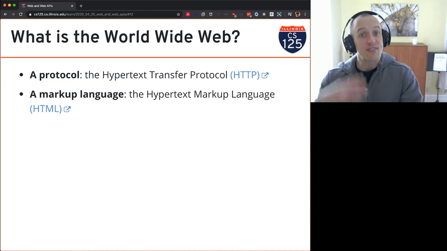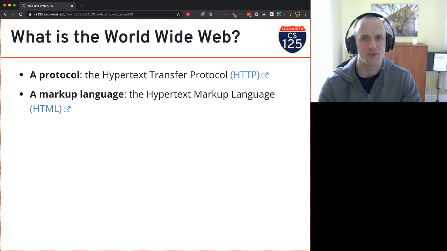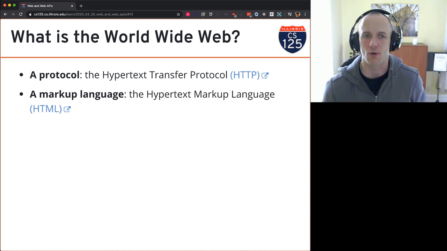What is the content of the documents that get transferred? A lot of times those are in a particular markup language called HTML, the Hypertext Markup Language. We'll see some examples of each part of this in a minute, where we go through examples of the different core web technologies.